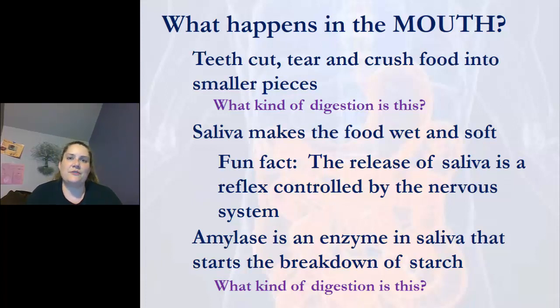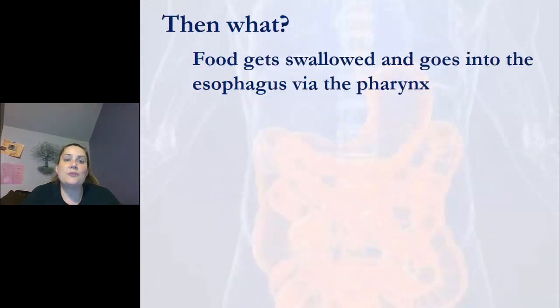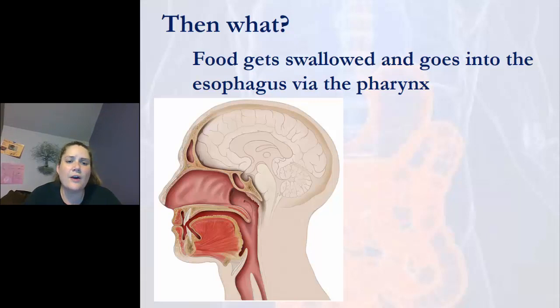Yes, chemical digestion from amylase. All right, so then what? So then the food gets swallowed and it goes into the esophagus via the pharynx. The what? The who, the what now?